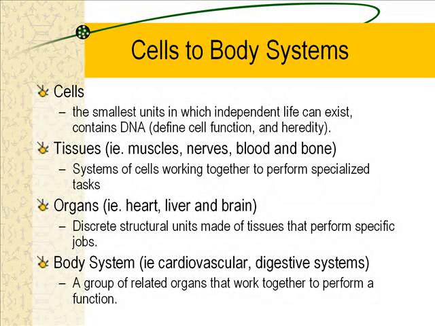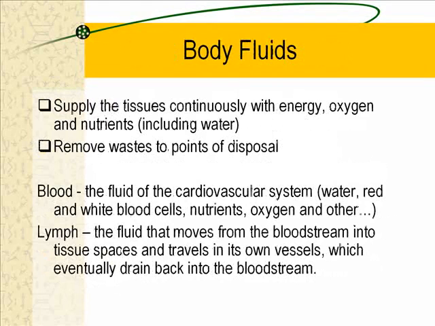So a body system is a group of related organs that work together. For the digestive system, we have the mouth, the esophagus, the stomach. We have the small intestine. All of those work together. In addition, we would consider the liver and the pancreas to be part of the digestive system.